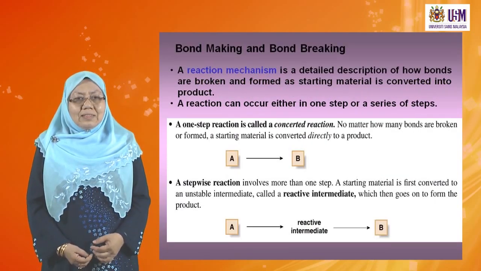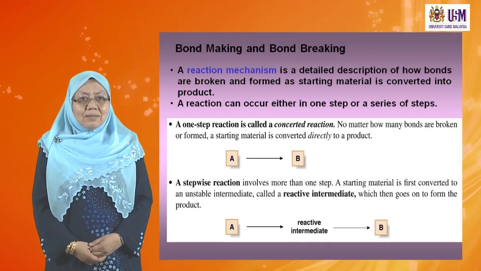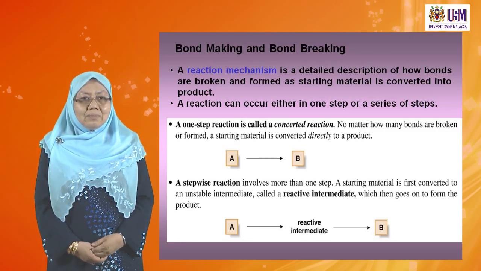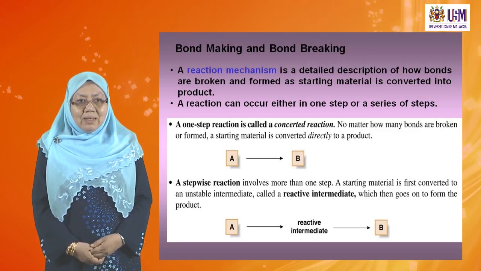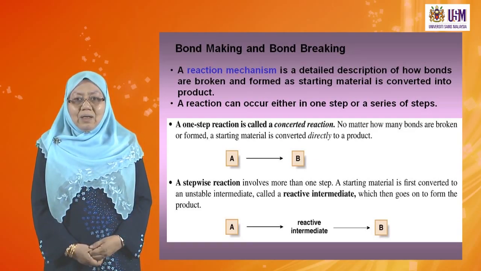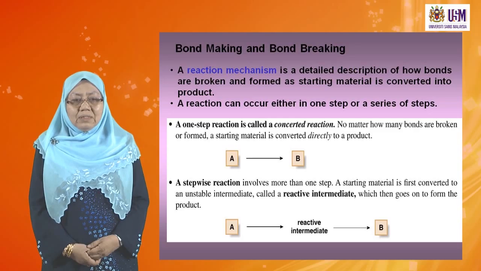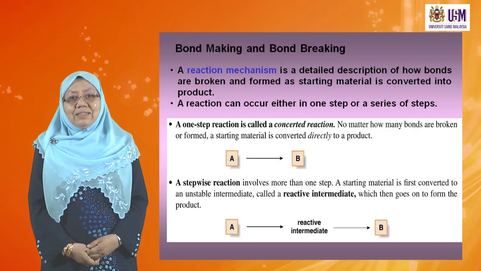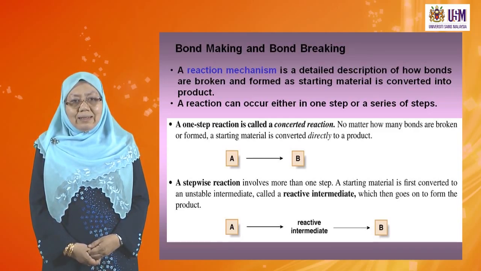In order to see how a reaction occurs, we have to write a reaction mechanism. A reaction mechanism is a detailed description of how bonds are broken and formed as starting material is converted into the product. And a reaction can occur either in one step or in a series of steps. So, a one-step reaction is called a concerted reaction. No matter how many bonds are broken or formed, a starting material is converted directly to a product.